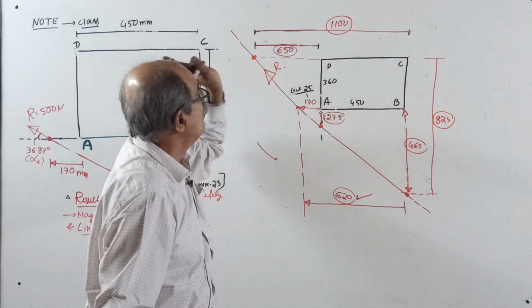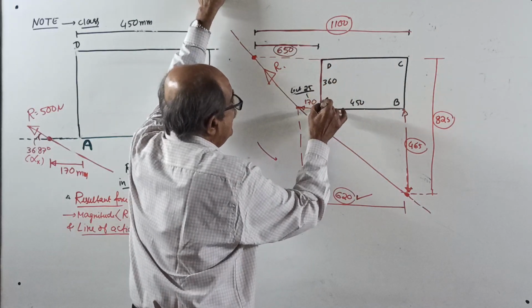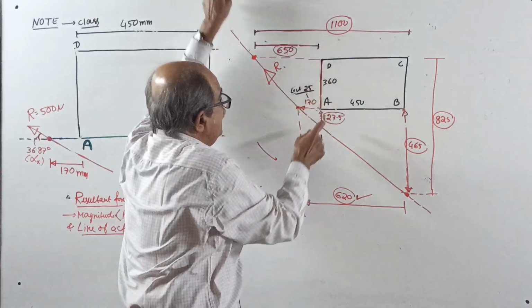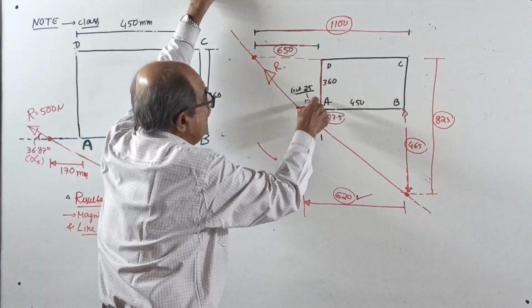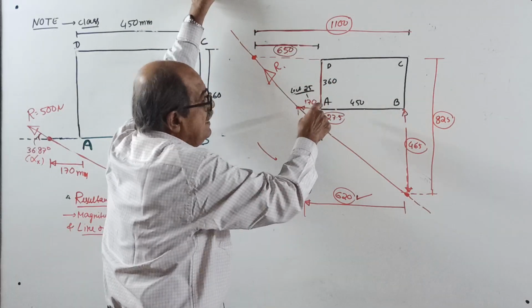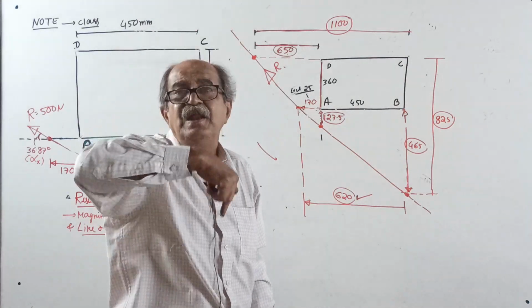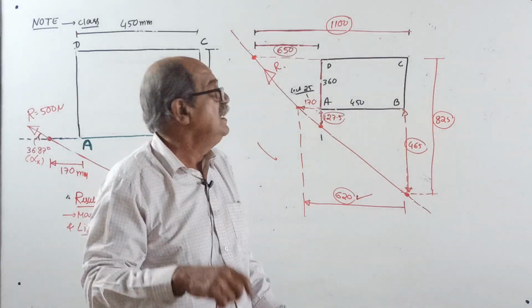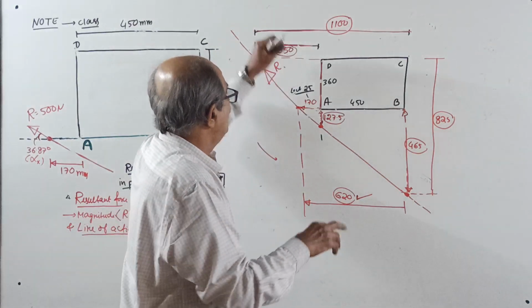Okay, AB line over. Come to the AD line. With respect to A, cutting the AD line, it cuts here. So, with respect to A, you should cut the AD line at 127.5 below the point A, not above, below. If you take above, you will get negative. If you take below, you get positive. We will see later.